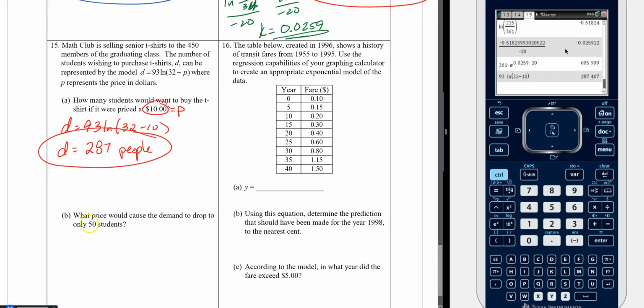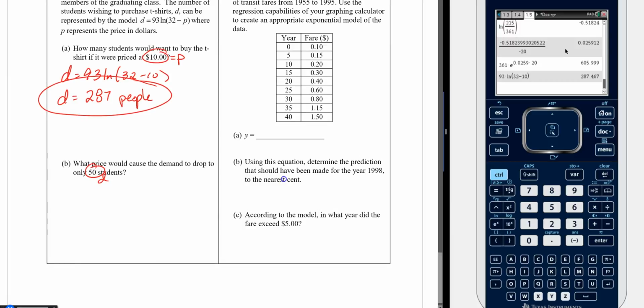So this time that's D. So there's my formula. So this time 50 equals 93 times the natural log of 32 minus P. Divide both sides by 93. So 50 over 93 equals the natural log of 32 minus P. Exponentiate both sides. So I get e to the 50 over 93 equals 32 minus P.